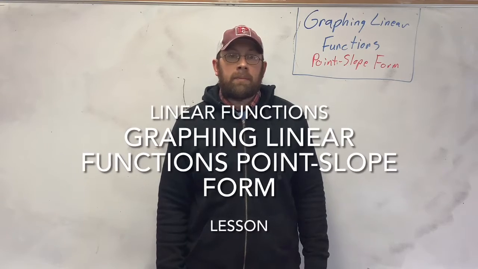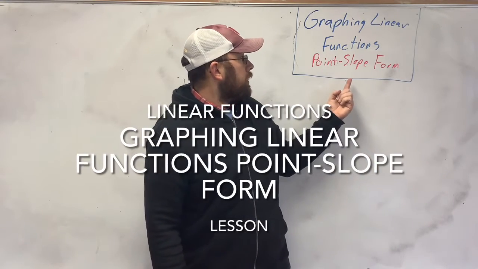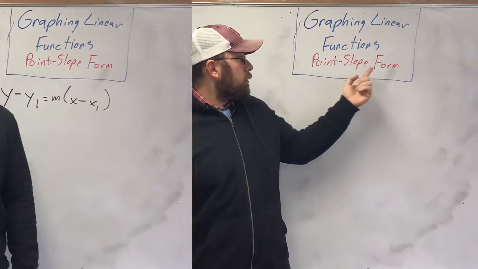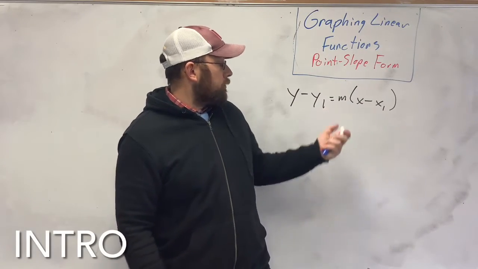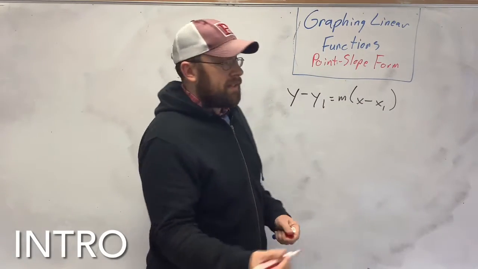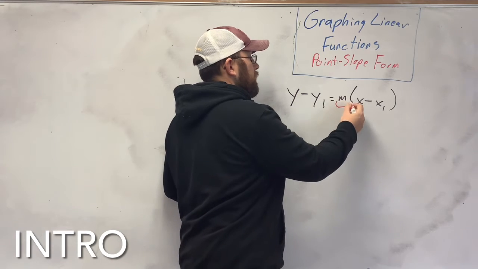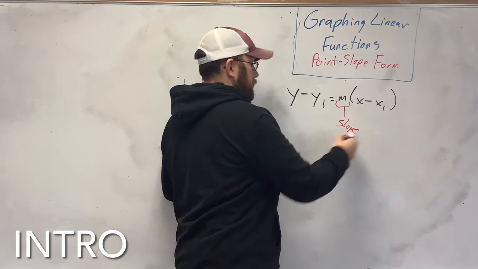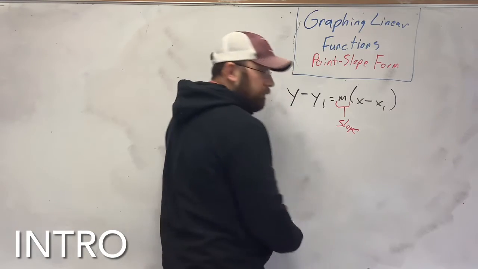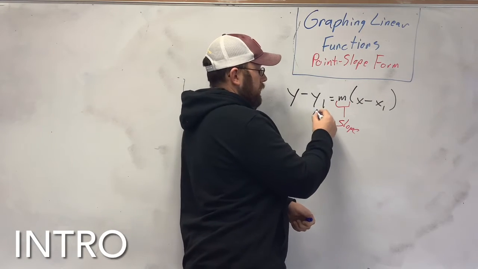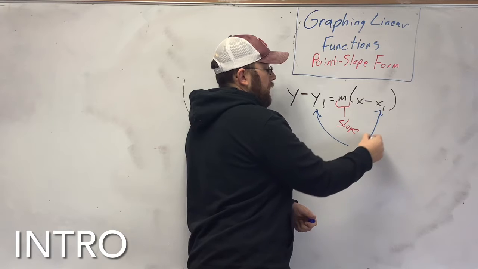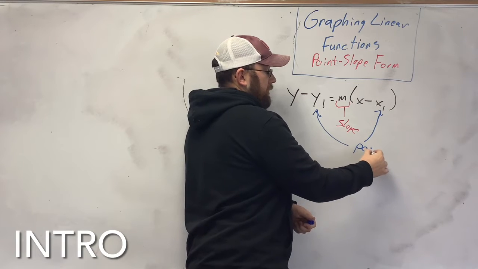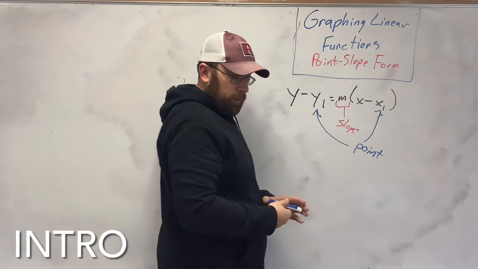Hello, today we're going to talk about graphing linear functions, point slope. All right, this is your point slope form. As its name goes, you have the slope, which is your m, and you have a point. Hence, point slope form.